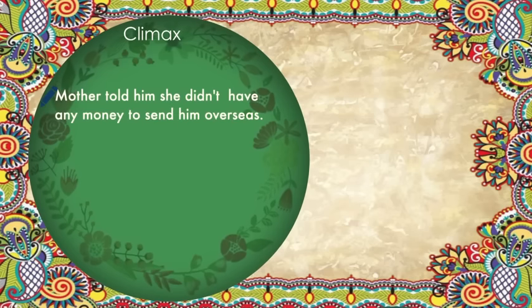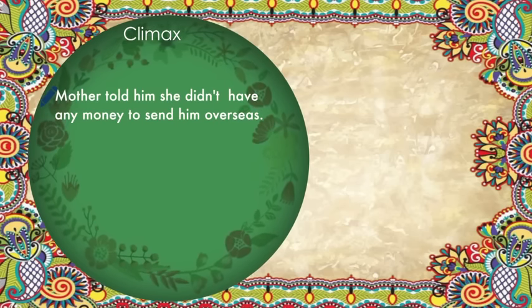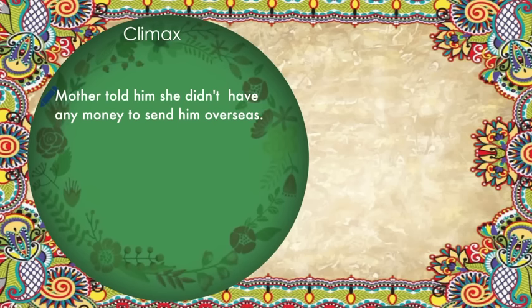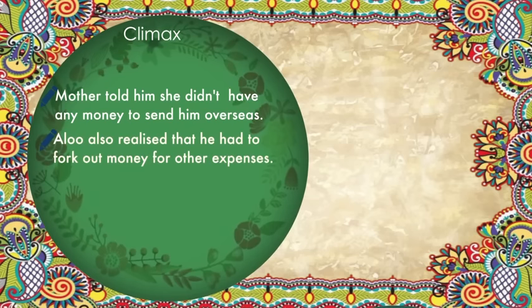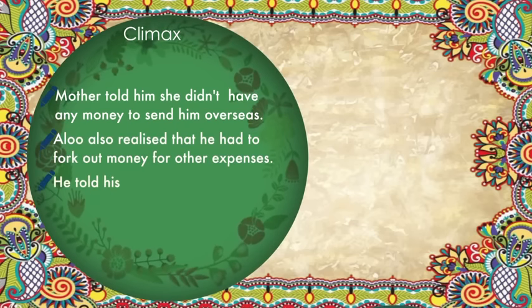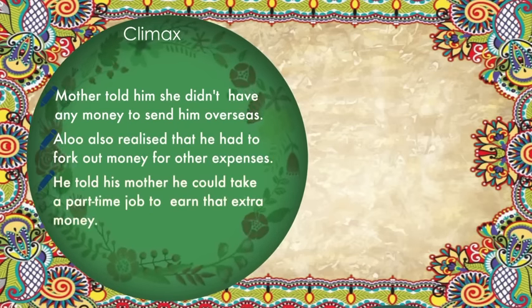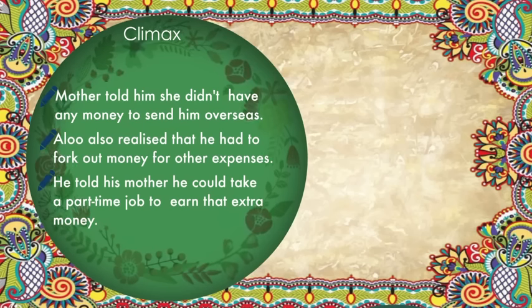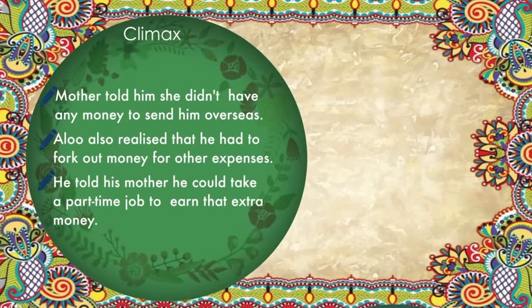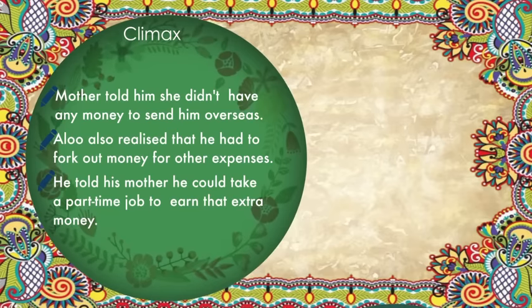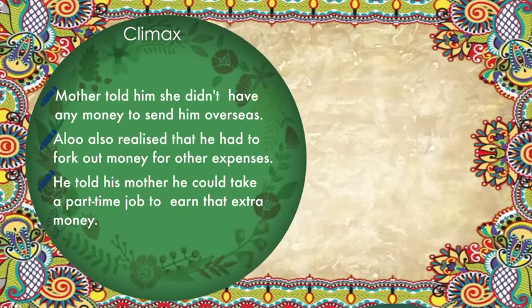Climax. Alu, Mother and his brother had a discussion. Mother told him that she didn't have any money to send him overseas. Even though Alu was offered a scholarship, he also realized that he had to fork out money for other expenses. He told his mother he could take a part-time job to earn that extra money.